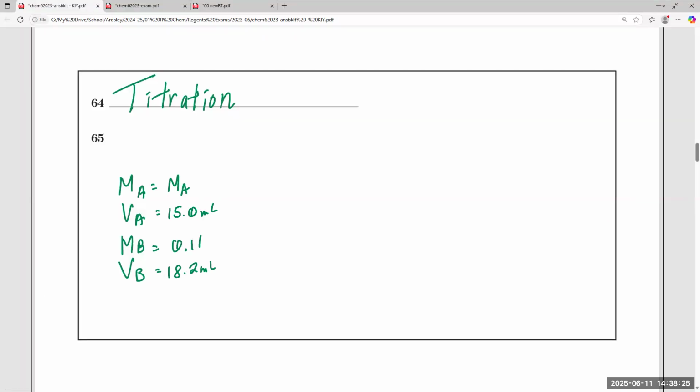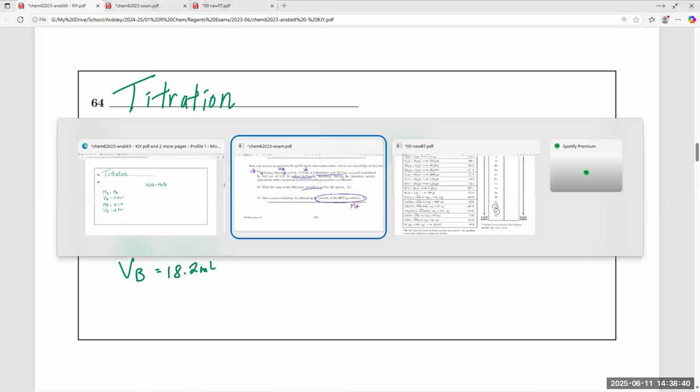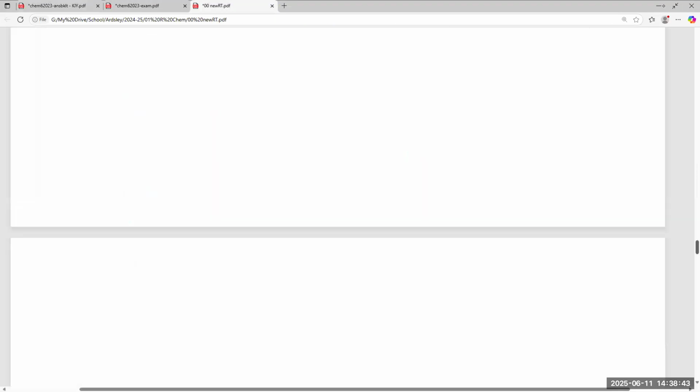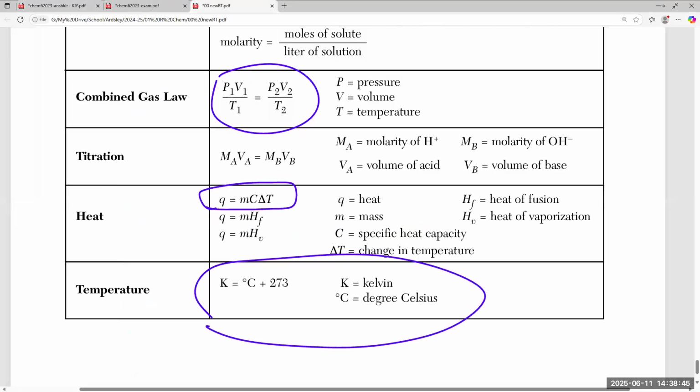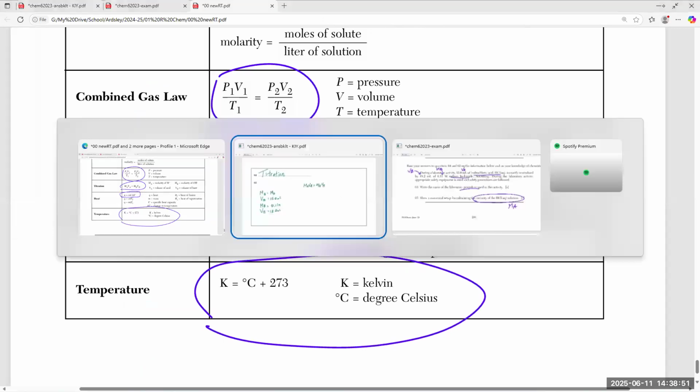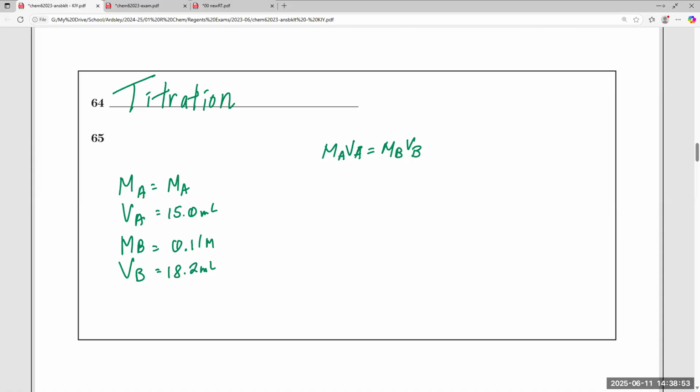Now, do you have to convert this to liters? You don't have to. Watch this. It's MaVa equals MbVb. And again, if you have to go look at this reference table, you're not studying enough. Come on. There's no reason why you should have to go back here, waste your time, look it up, and then go back. You are wasting major time if you do that. So the equation is here. So let's go. Ma is equal to MbVb divided by Va, right?